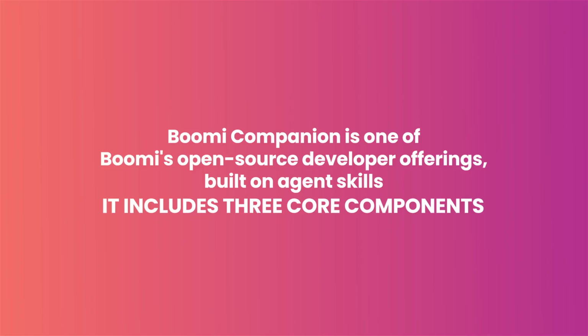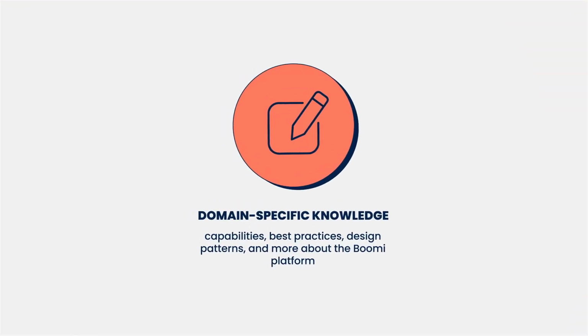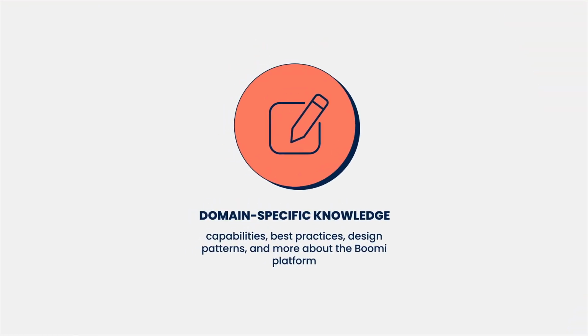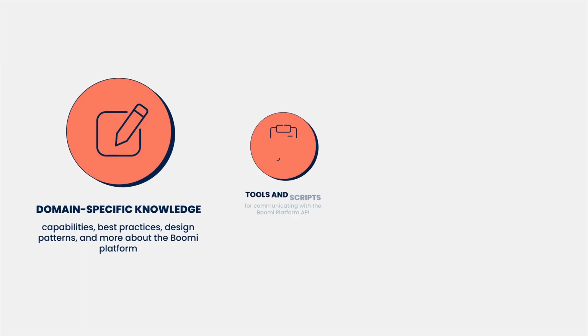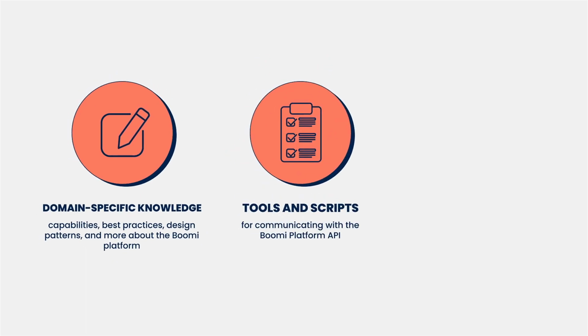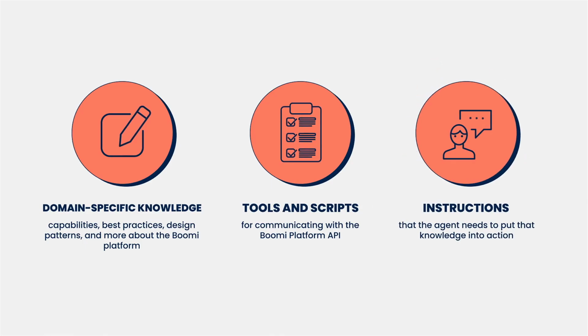It includes 3 core components: domain-specific knowledge, capabilities, best practices, design patterns, and more about the Boomi platform. Tools and scripts for communicating with the Boomi platform API. Instructions that the agent needs to put that knowledge into action.